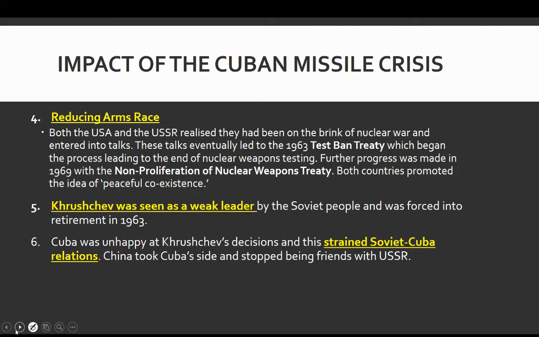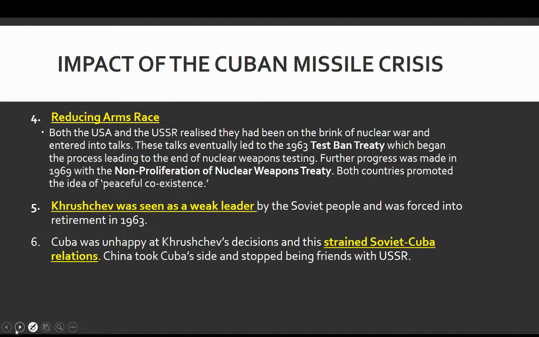Now, the three other smaller events that you must understand: because of the cooling down of relations, there was also a reduction in arms. There was no longer a huge race to produce the best and most prolific nuclear weapons, and some treaties were signed to actually limit the creation of nuclear weapons. However, you must understand that this was only in the late 60s and 1970s. In the 1980s, the arms race would restart again.